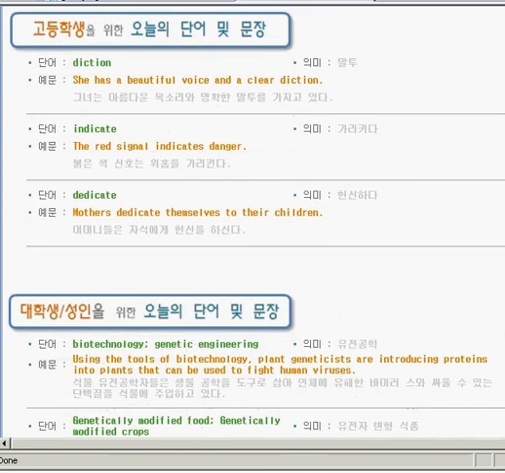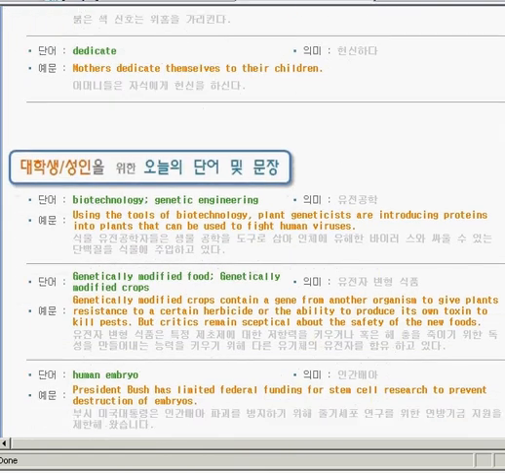Yes, right. Okay, for the final level, these words are for the adult category. Okay, let's study this first one. Biotechnology. Biotechnology or genetic engineering. This is the use of microorganisms to perform manufacturing process such as production of drugs.